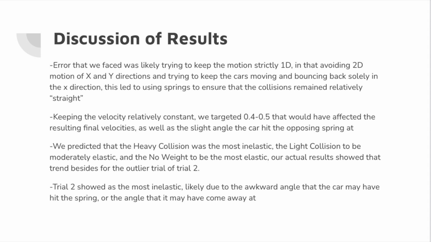Like I mentioned while discussing our data and velocity time graphs, we predicted that the heavy collision would be the most inelastic, the light collision to be moderately elastic, and the no-weight collision to be the most elastic. And our actual results showed mostly that trend outside of trial 2, and the discrepancy in the trend with trial 2 is likely due to the awkward angle that the car might have come away at.